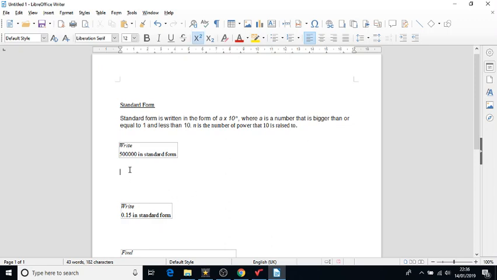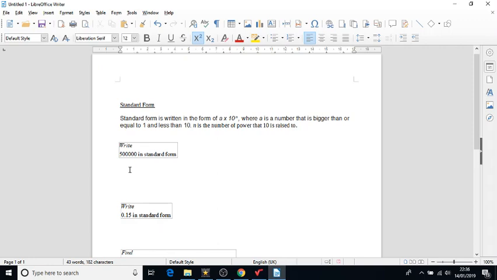I'm going to go through with you the first question. Write 500,000 in standard form. First, we want to split the term up in a way where one of the terms can be written down as a power of 10. It can be condensed into a power of 10.